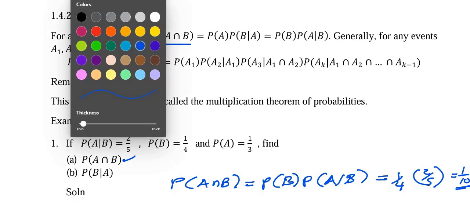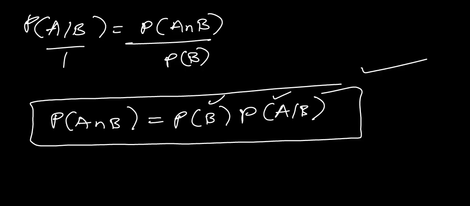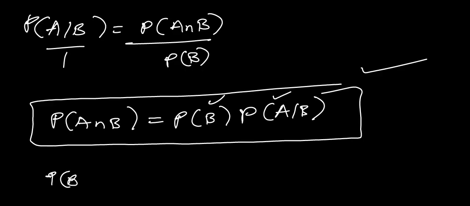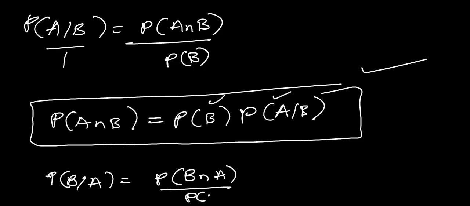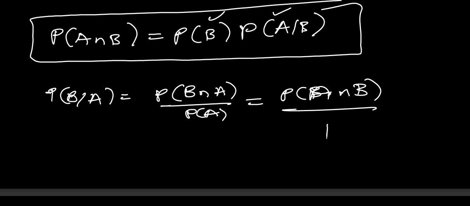Then the next one, they are specifically saying we need to get the probability of B given A. So it's B given A. It's supposed to be the probability of B intersection A over the probability of A. Now we know intersection is commutative, right? This is the same as the probability of A intersection B. It's one and the same. Down you have the probability of A, right?